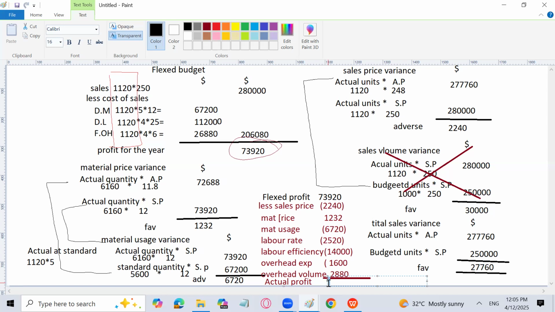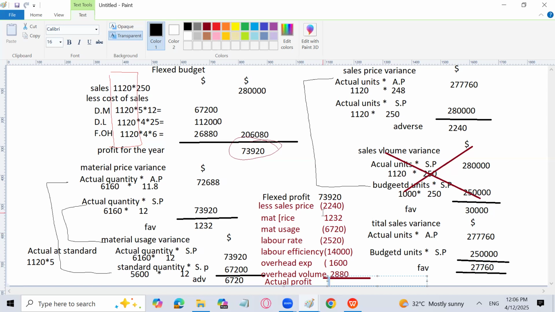So 73920. Tell me, what answer are you getting? 32. Sir, 50952. 6720 minus 2520. Let me also calculate. 14,000. Yeah, right. So that's it. 50952 is the answer. So this is how we are done with this.